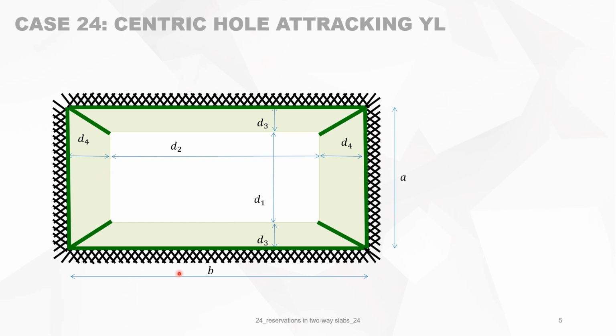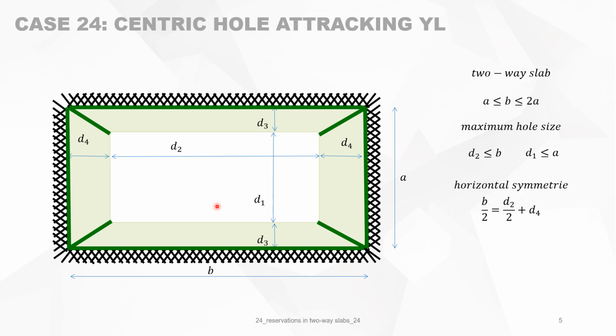So we have the concrete slab and a central reservation in it. That means that D3 is equal to this one, and D4 is equal to D4 left and right, and the parameters D1 and D2 are the dimensions of the reservation. It's a two-way slab, so the condition is B must be between A and 2A. The maximum hole size, of course, is that D2 must be smaller than B and D1 is smaller than A. The horizontal symmetry makes that B is equal to 2 times D4 plus D2, and A must be equal to 2 times D3 plus D1.